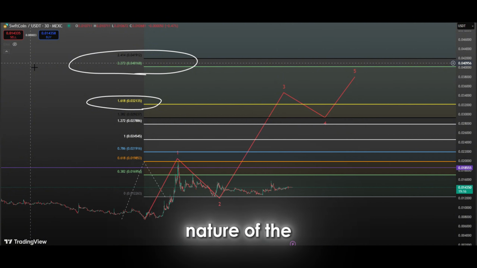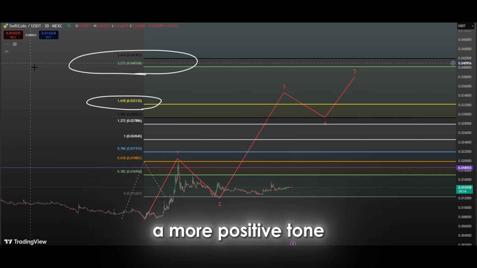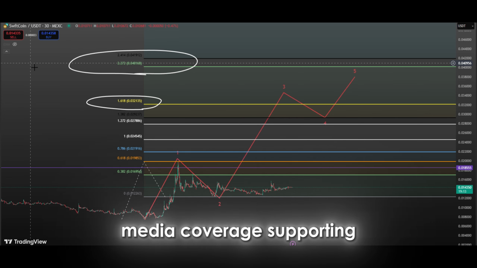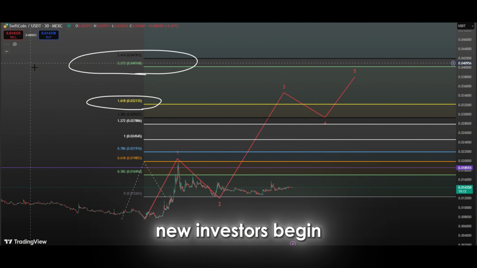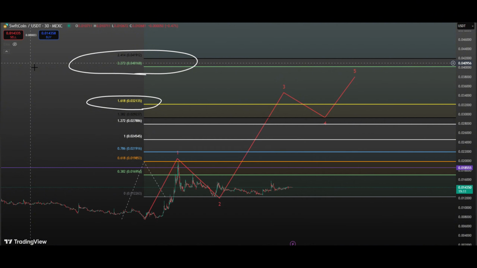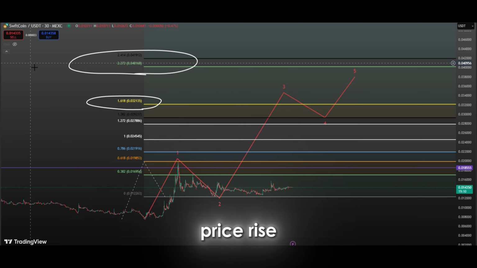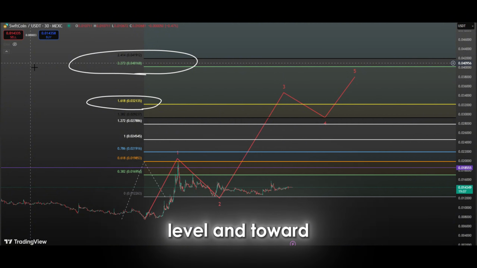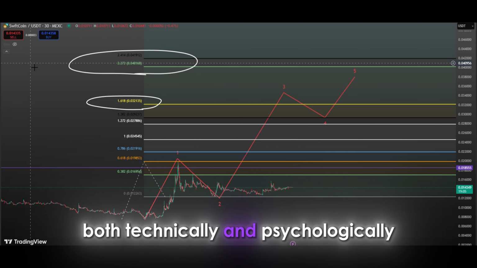Also, due to the nature of the third wave, the news flow in the market typically shifts to a more positive tone. Media coverage supporting the uptrend increases, new investors begin entering the market, and this further contributes to the price rise. Therefore, during the third wave, a move beyond the 1.618 level and toward the 2.272 level signals that the market is moving in alignment both technically and psychologically.